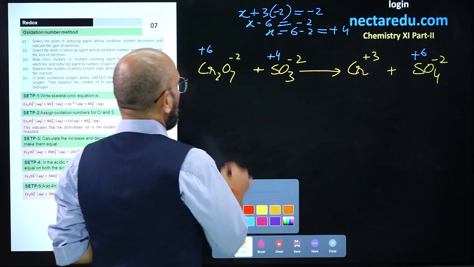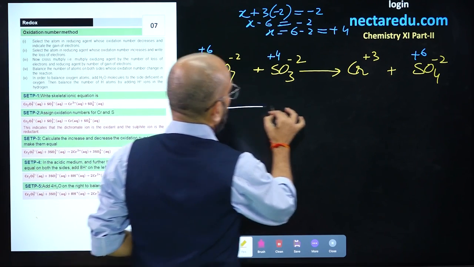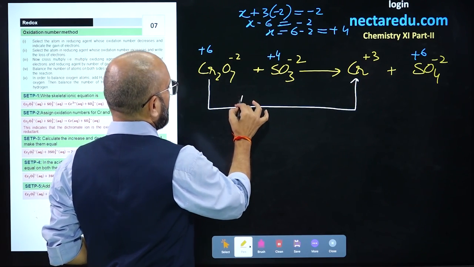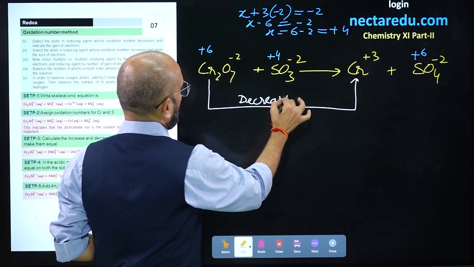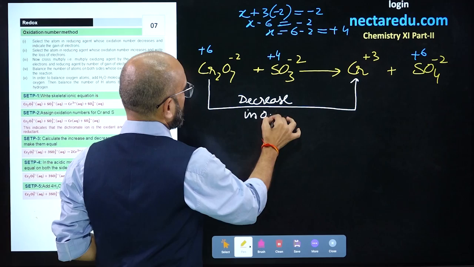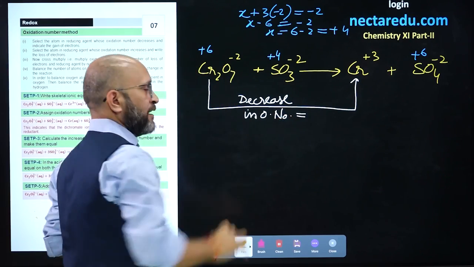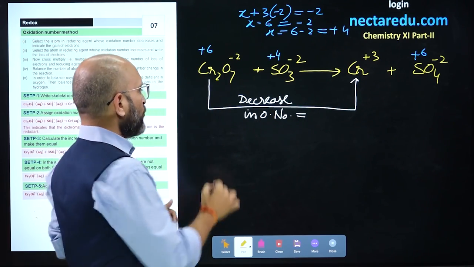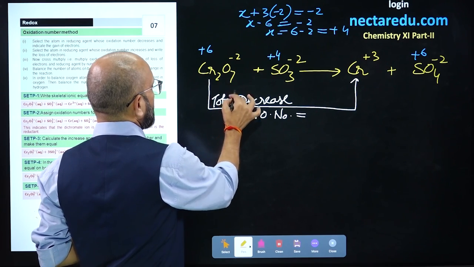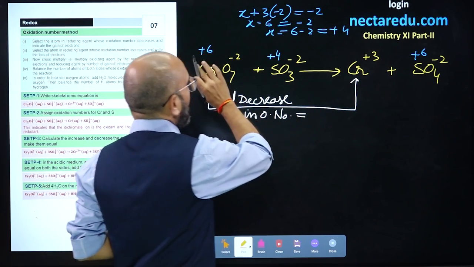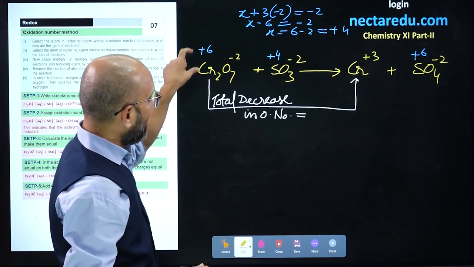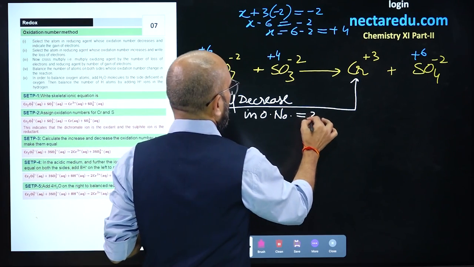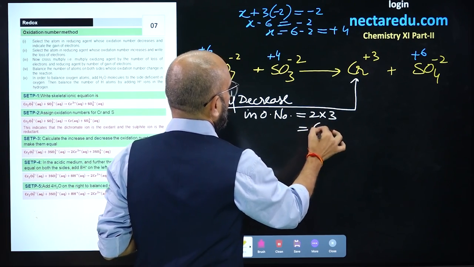Now, let us see. From dichromate to chromium plus 3, there is a decrease in oxidation number. In one chromium, the oxidation number goes from plus 6 to plus 3. So the total decrease in oxidation number is, in 1 chromium, 6 to 3, a decrease of 3 units. Into 2 chromiums, that is 2 into 3, 6 units.